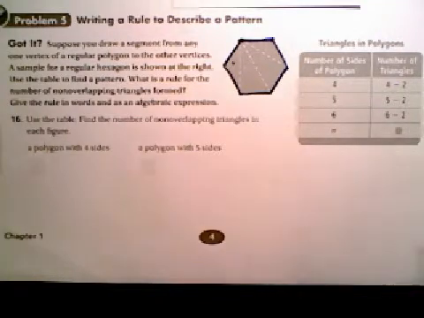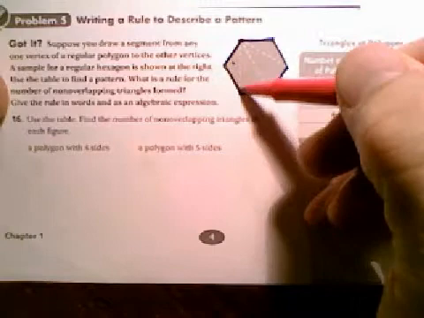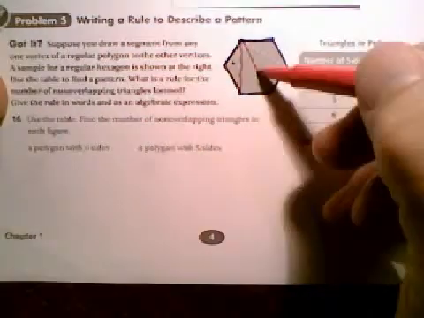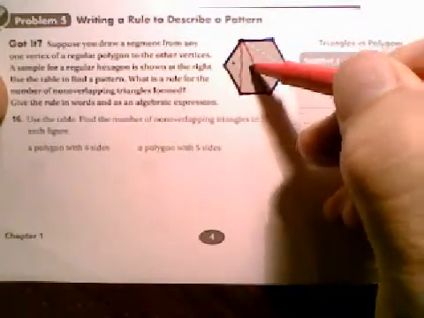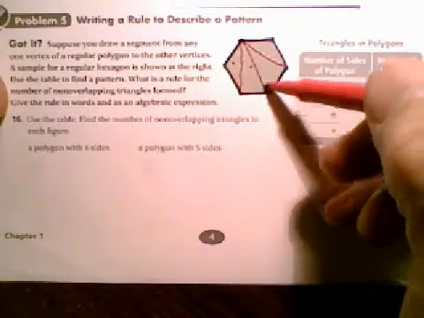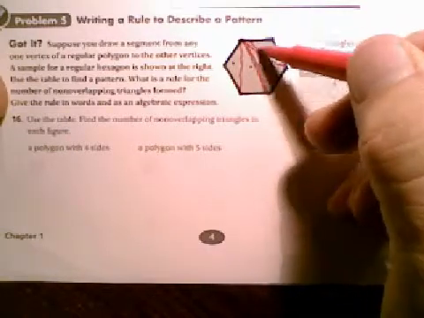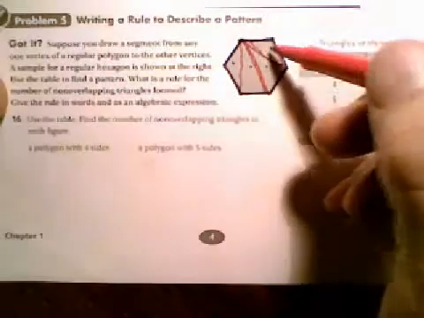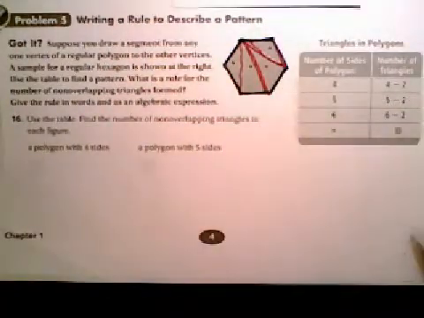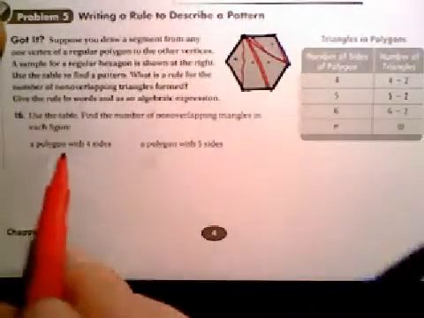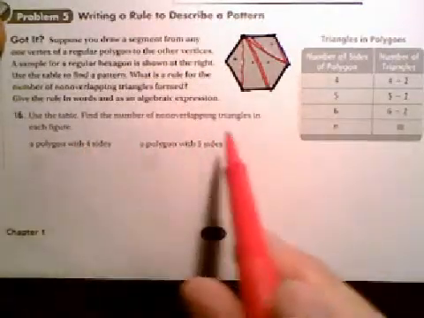Okay, so we can see we have one triangle here, then we have another triangle here. That's the second one. Then we have a third one right there, and then we have a fourth one. So we can clearly see that we have 4 triangles. Okay. Well, a polygon with 4 sides, a polygon with 5 sides.